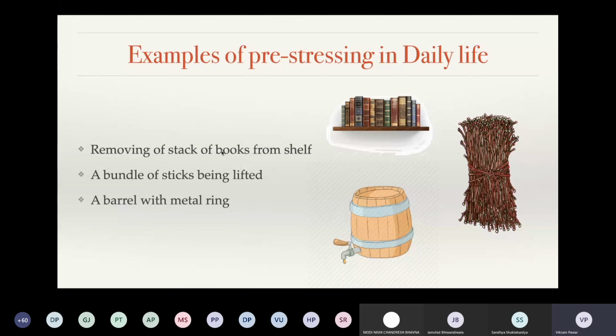Similarly, with a bundle of sticks, you are not touching the in-between portion of the sticks, you are touching the peripheral sticks of the bundle. In doing that, you are able to introduce stresses in the interfaces of all the sticks, and you are able to lift the bundle. Similarly, in a barrel of wine or oil, a ring was introduced at the bottom as well as at the top.